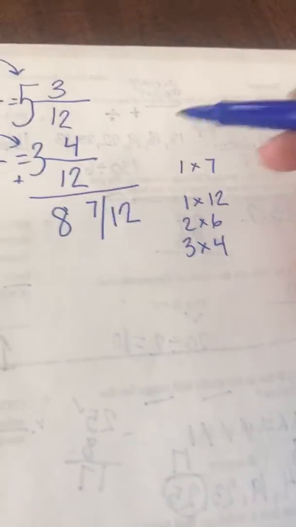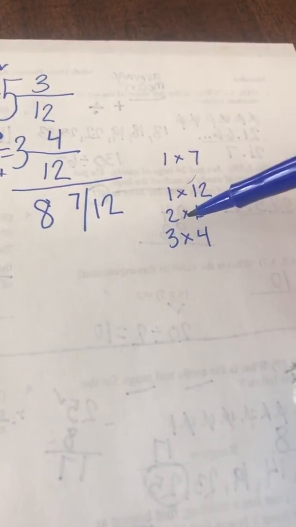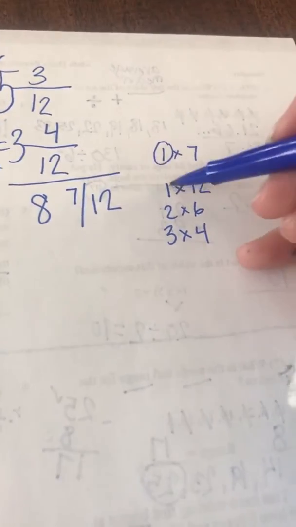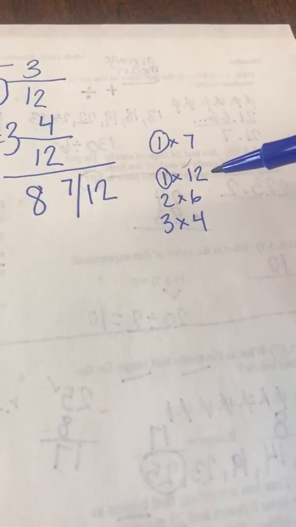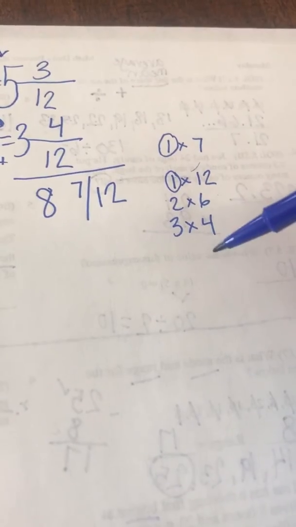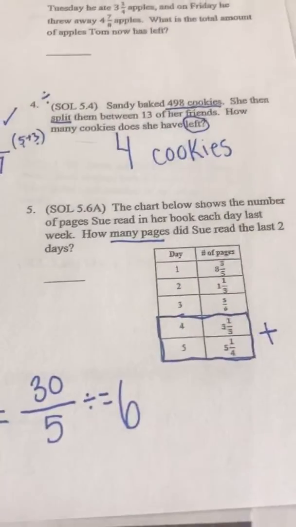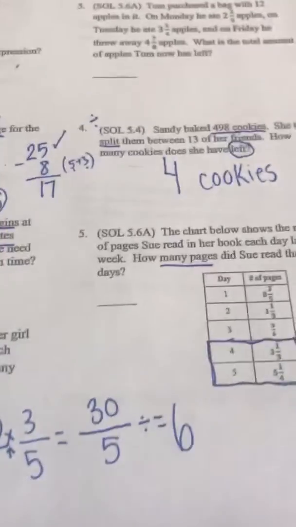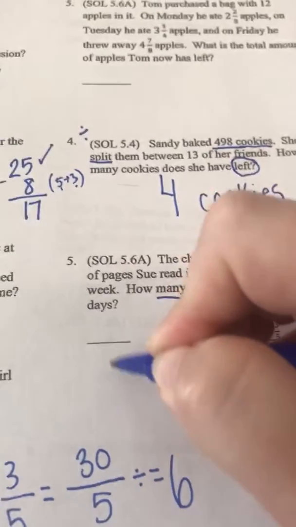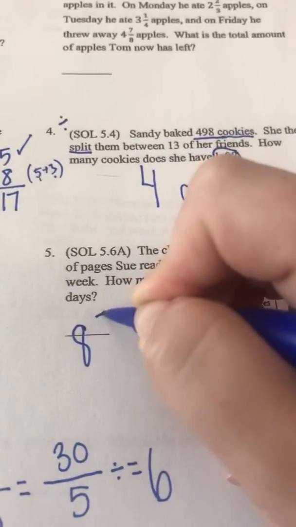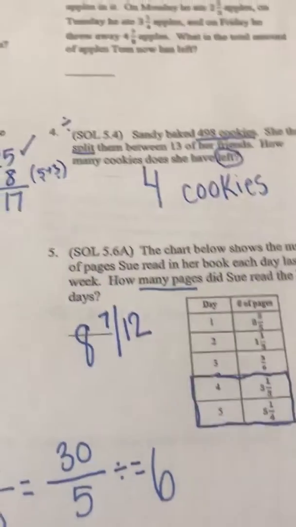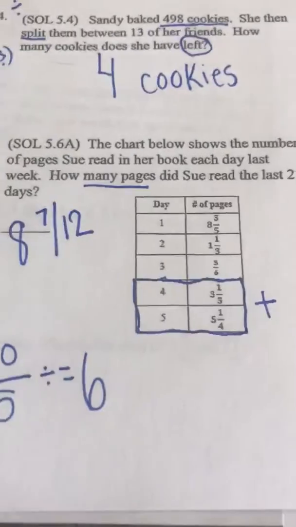Now I'm looking at factors here and factors here. The only common factor that they share is 1. If the only common factor that they share is 1, then it's simplified. So it looks like Sue read 8 and 7/12 of her pages in her book.